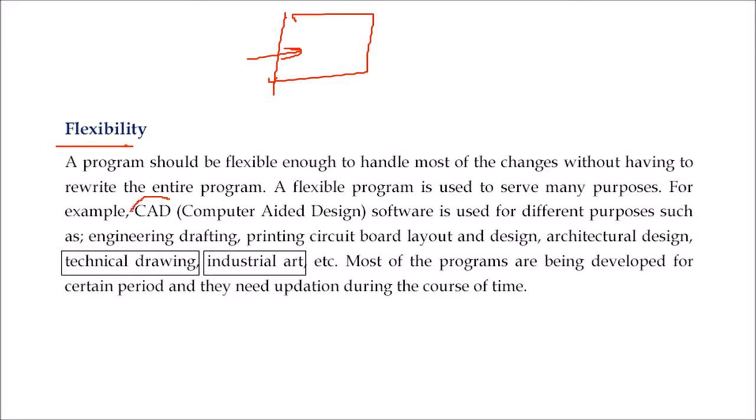Just take an example of CAD, computer aided design. This came for mechanical people. Okay, this software has now been propagated and is immensely used for engineering, drafting, printed circuit board layout design, architecture design, technical drawing, industrial art. Why? Because this program is so flexible, this is so good that even the people who are not in the mechanical department are using it. Even remote sensing, GIS, civil people are using it. So you have to make your program so that you can update it. Change is the only thing which never changes. So you have to be prepared for the change.